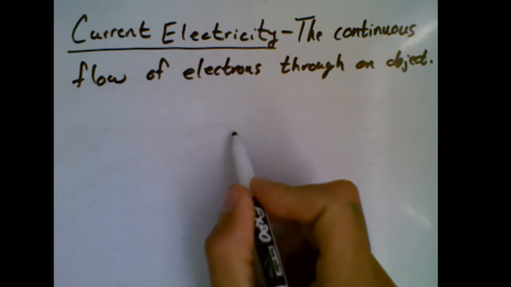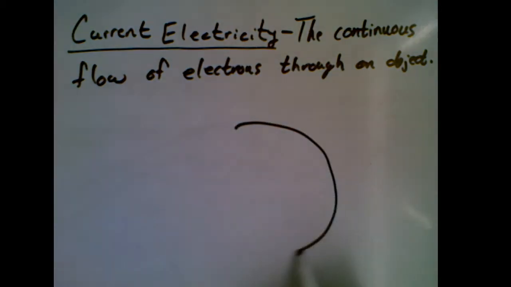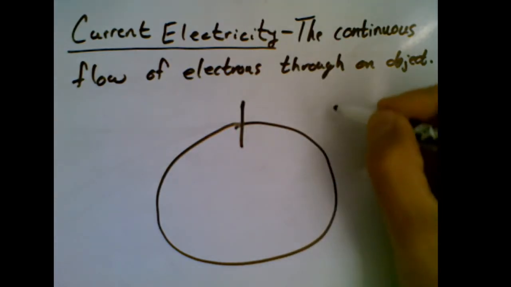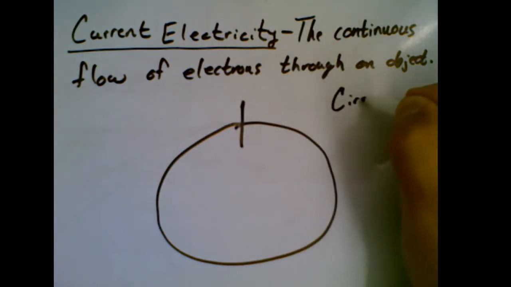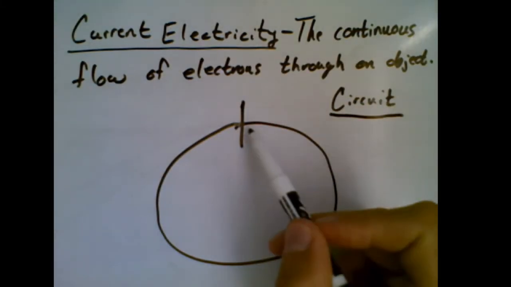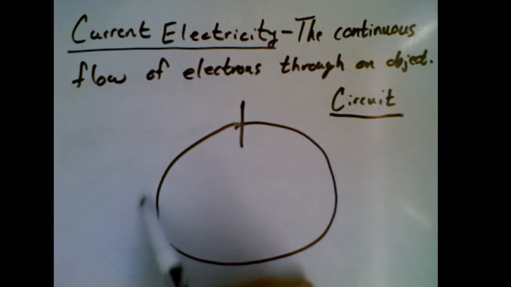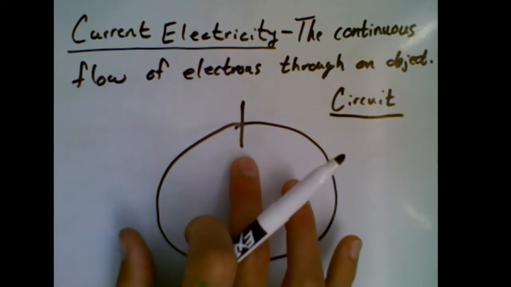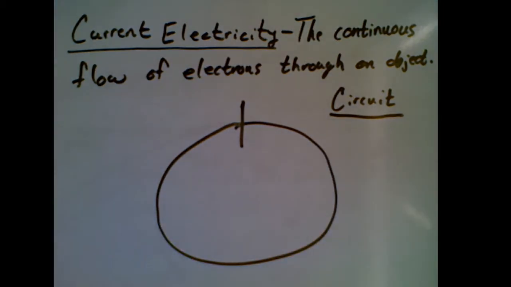Number one, you have to have current electricity working in what is called a circuit. A circuit is basically when you have a complete connection from start to finish of whatever you have your electricity flowing through. I always think of a circuit much like the circuit in Mario Kart.